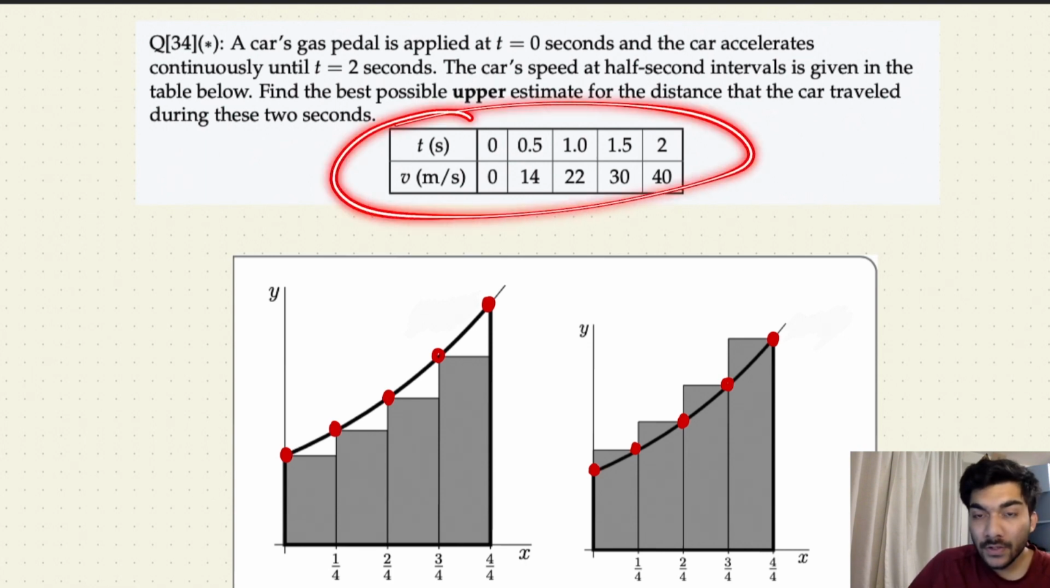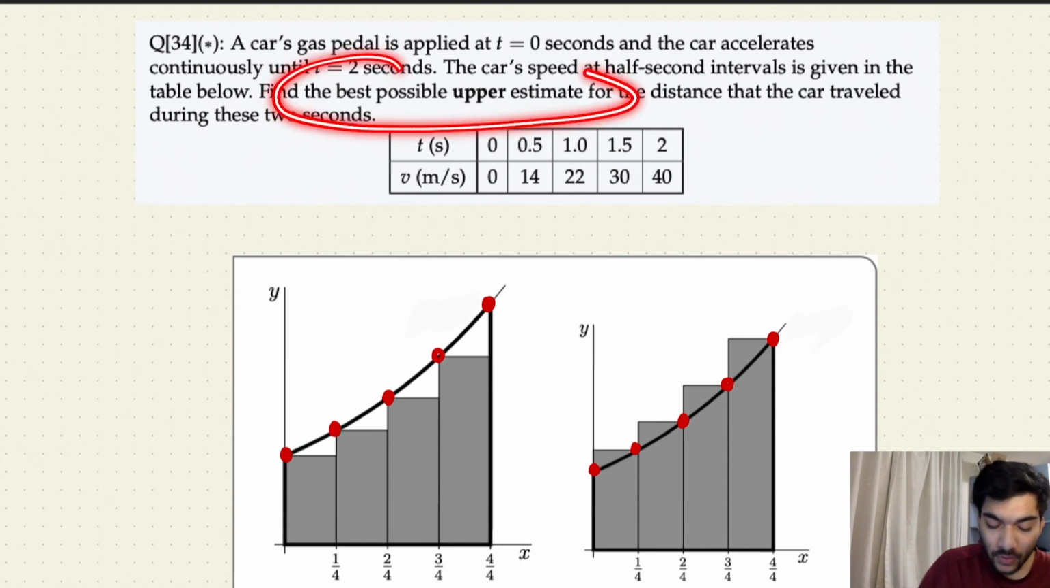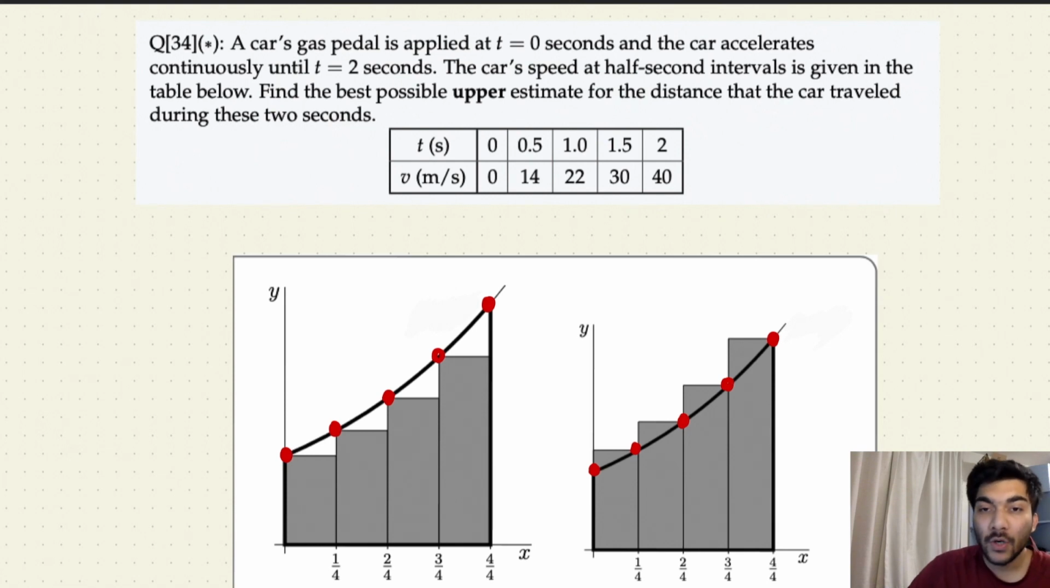So in these type of questions, you'll basically get a table which will represent your y and x values. As in this case, your y value is the velocity of the car and the x value is the time taken. And based on the values that you'll see on the table, you will be either required to calculate the best possible upper estimate or the best possible lower estimate, and that will be done by using Riemann sums. But before solving this question, let's revise some concepts related to Riemann sum.